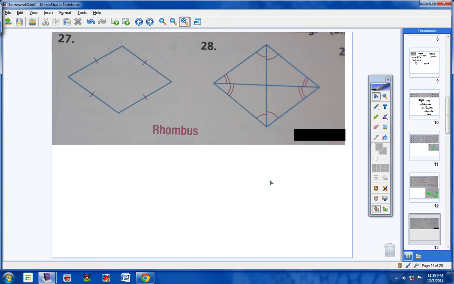Now, 28, we have a parallelogram. They already told us that. We have diagonals that are bisecting angles. This angle is congruent to this angle. This angle is congruent to this angle. We have diagonals that are bisecting angles, and we learned that a rhombus has diagonals.